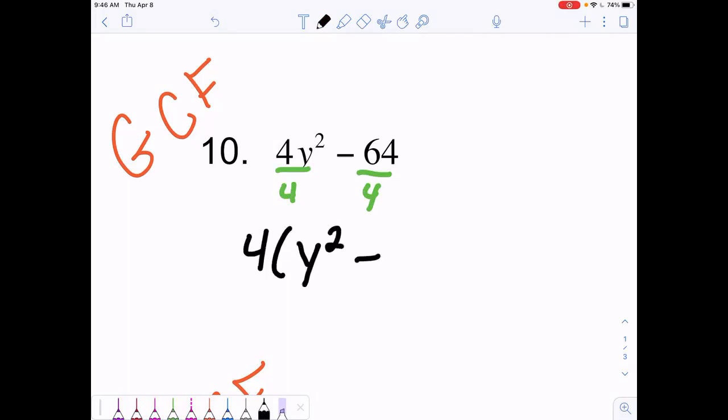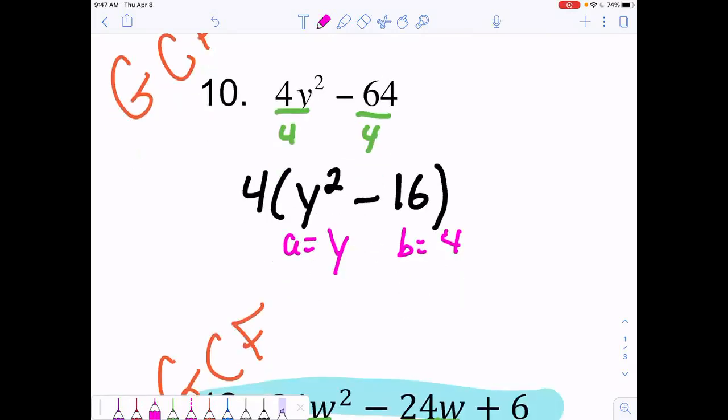And I gotta do my math. Let's see. 16. Good. So now you get y is your A, 4 is your B, and then it's a difference of 2 squares. So we get y plus 4 times y minus 4, and then don't forget that GCF in front.